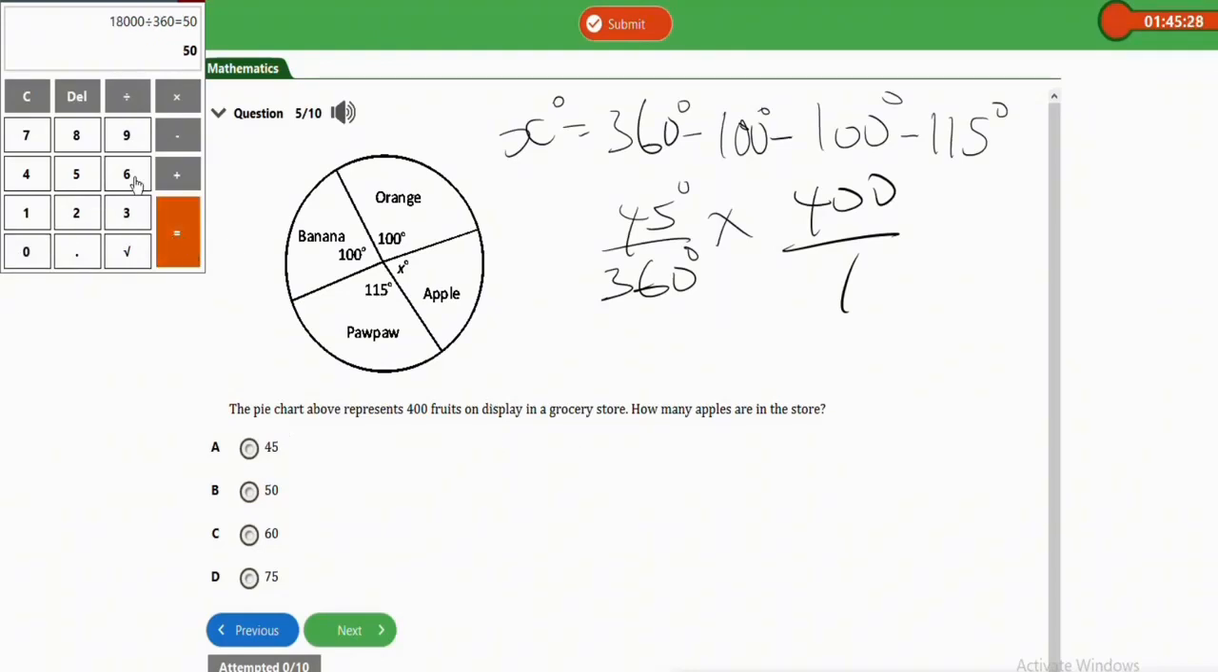So we have it for 50. So the correct option is option B. It's as simple as this. Let's wipe this now, solve the next repeated question.